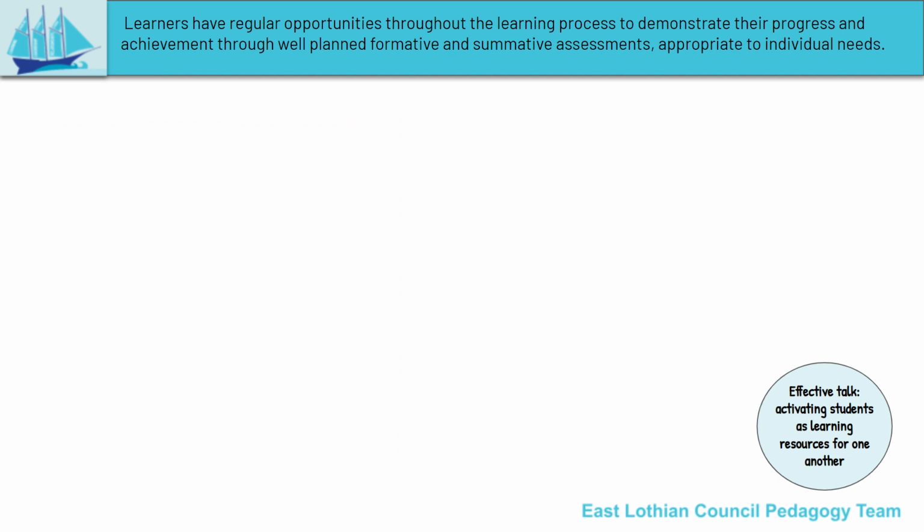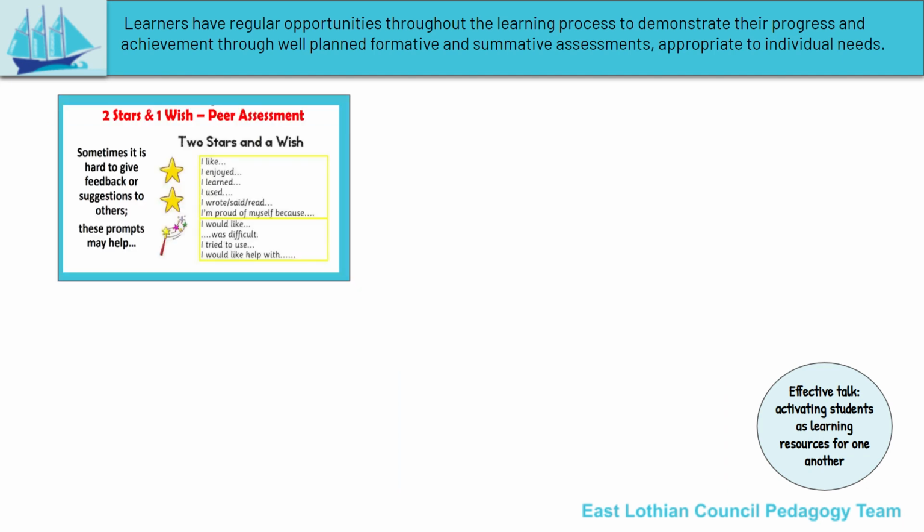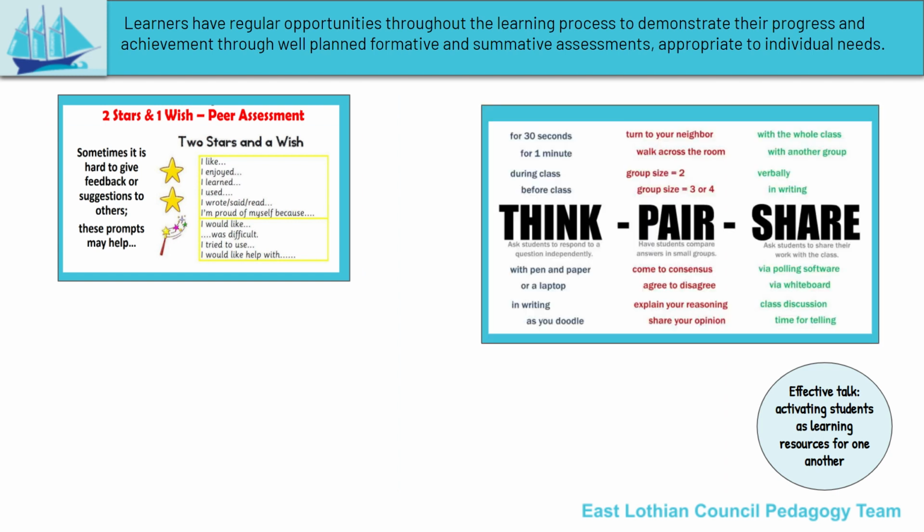Other techniques to give feedback include 2 stars and a wish. This is talked about in an earlier formative assessment video on teacher feedback. But 2 stars and a wish can also be used for peer assessment to scaffold learners' comments to each other. Again, learners can use sentence stems, like some of the ones on the screen, responding orally or in a voice bubble. Think, pair, share also works well.